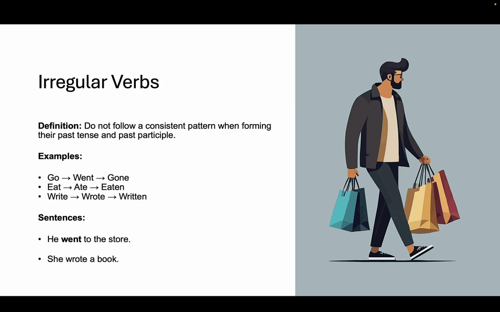What about this one? She wrote a book. What do you think is the irregular verb? In this sentence, wrote is the irregular verb because it changes from write. She wrote is correct. Again, the irregular verbs in these sentences are went and wrote. They change forms from go and write in ways that do not follow the regular pattern.